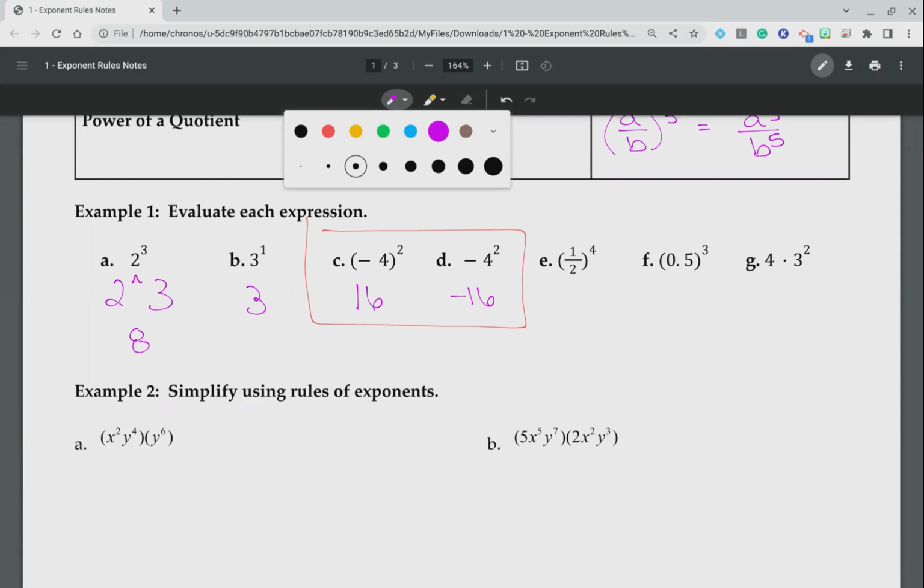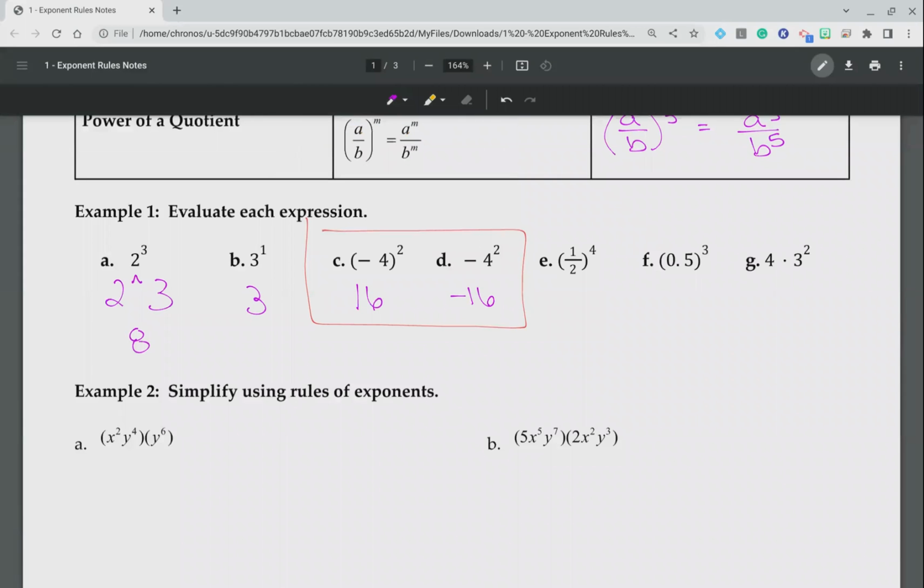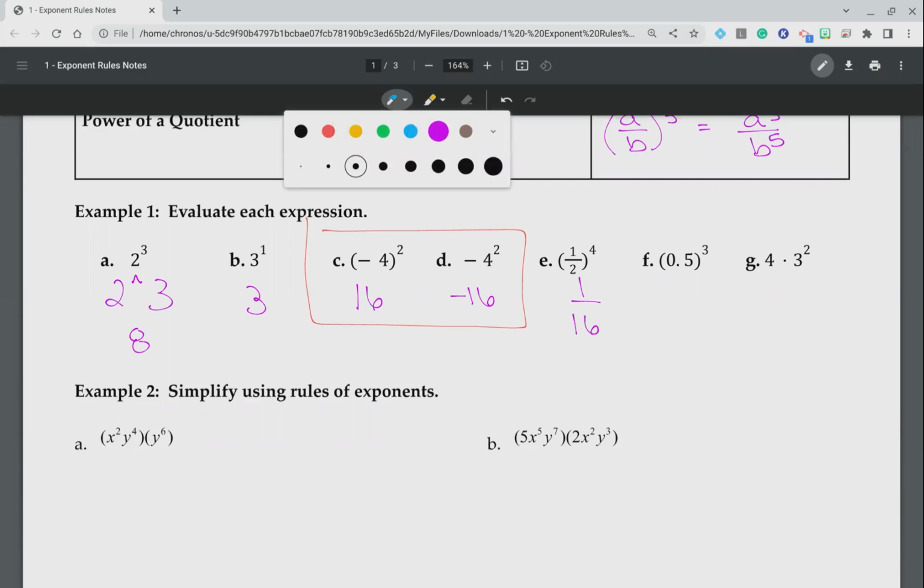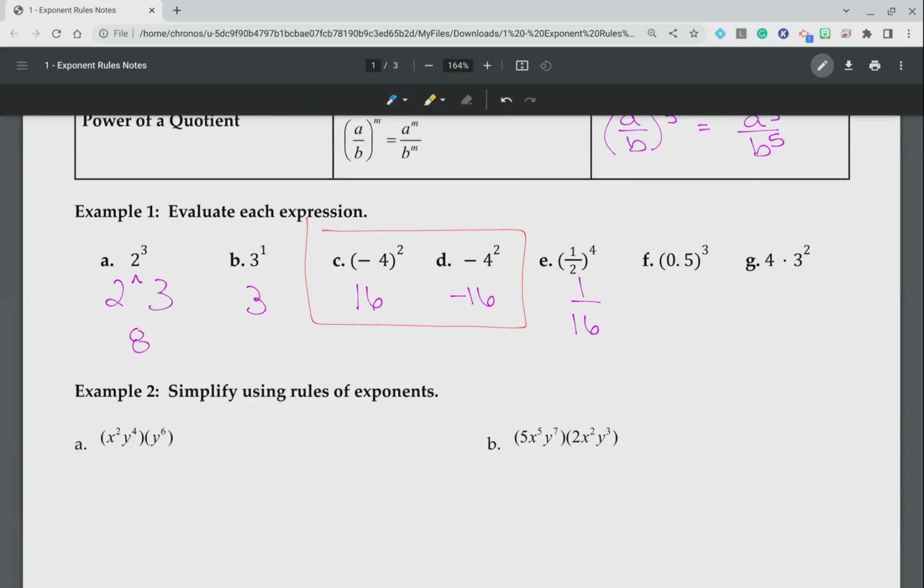All right, let's try 1/2 to the fourth power. All right, you should have gotten 1 over 16. And if we use our exponent rules, maybe you didn't know how to do this in the calculator. Remember, this would be the same as 1 to the fourth power over 2 to the fourth power. So 1 to the fourth power is just 1. And then 2 to the fourth power is 16.